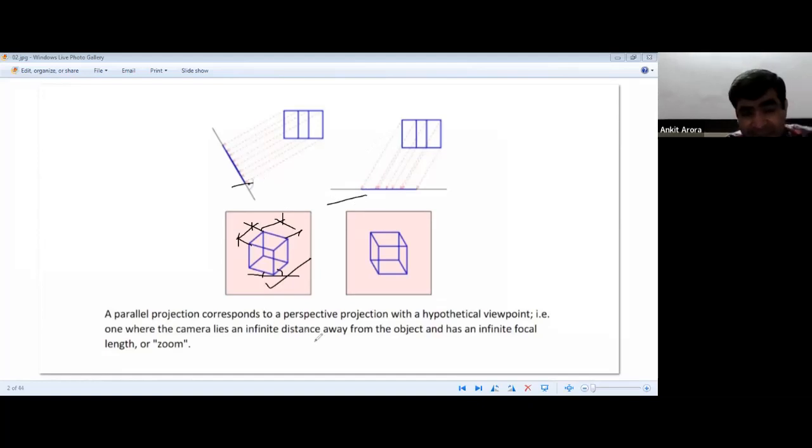A parallel projection, it says that it corresponds to a perspective projection with a hypothetical viewpoint, one where the camera lies an infinite distance away from the object and has an infinite focal length. So this will be seen through the human eye only if your focal length is infinite, which cannot happen. Obviously our eyes don't have that kind of formation.